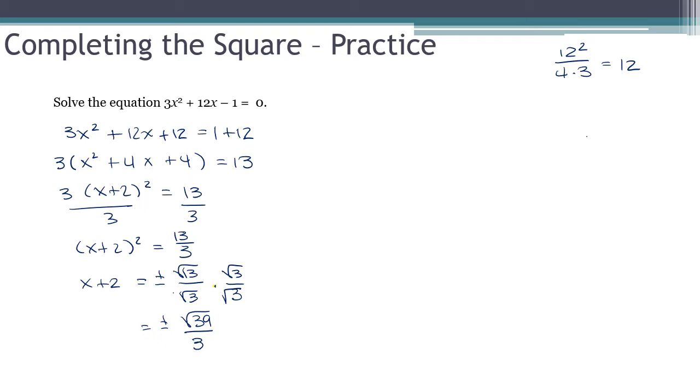Now we're almost there. Now let's subtract 2. X is negative 2 plus or minus the square root of 39 thirds. And I want to combine these together. So let's do a common denominator. I'm going to make this negative 2 into negative 6 thirds. And now I can combine these two together. Negative 6 plus or minus the square root of 39 over 3. And there's my final answer.